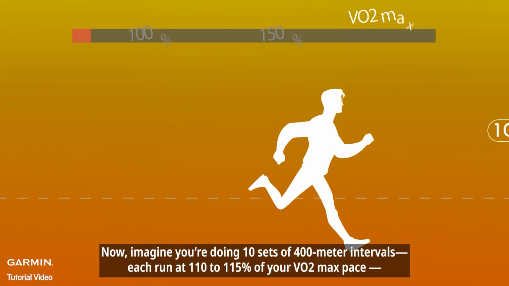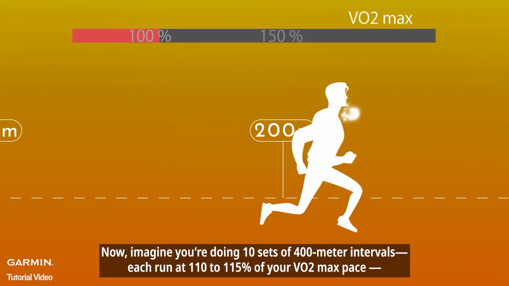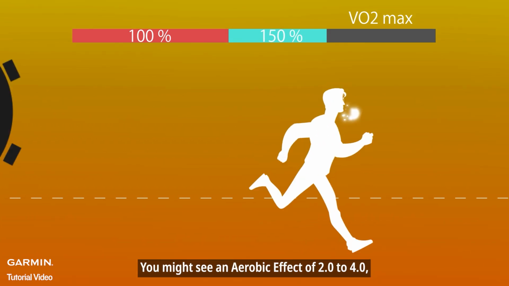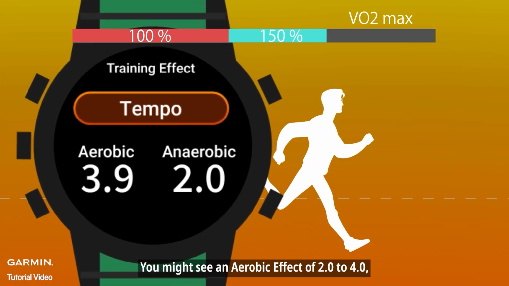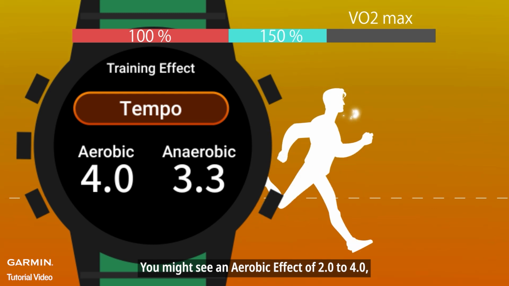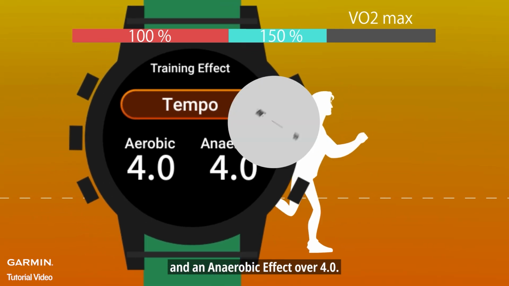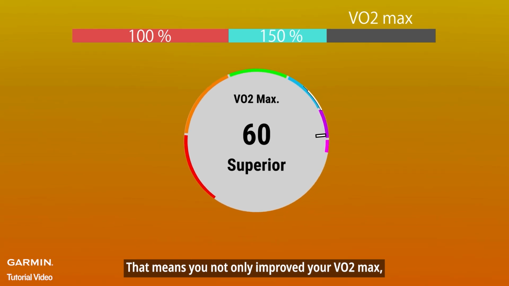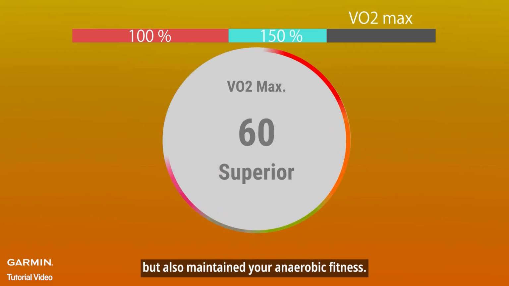Now, imagine you're doing 10 sets of 400-meter intervals, each run at 110 to 115% of your VO2 max pace. You might see an aerobic effect of 2.0 to 4.0 and an anaerobic effect over 4.0. That means you not only improved your VO2 max, but also maintained your anaerobic fitness.